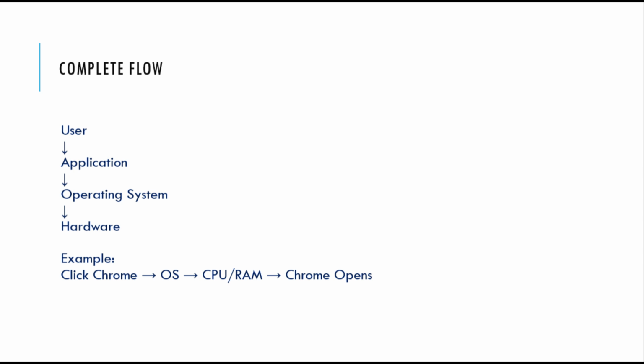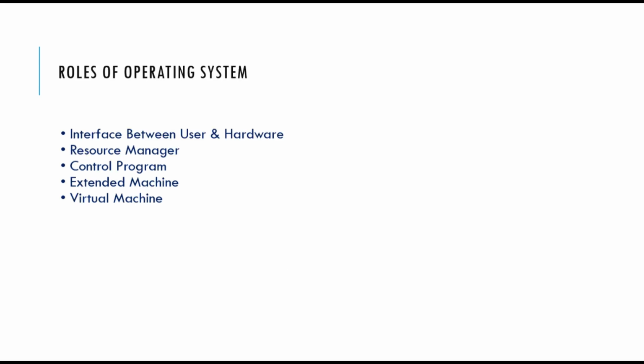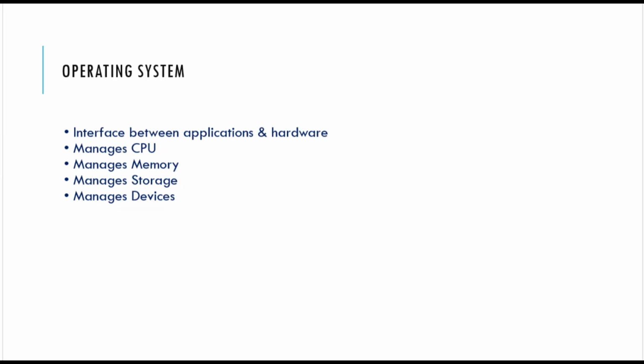So you might be wondering, why can't applications directly access the hardware? Imagine thousands of applications trying to control the CPU, RAM, printer, and storage at the same time. There would be complete chaos. Different applications could overwrite each other's memory, fight for CPU time, or even crash the entire system. The operating system prevents this. It acts like a central controller or a manager, managing every hardware resource efficiently.